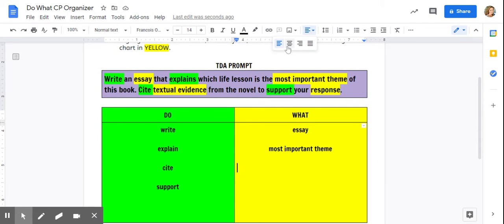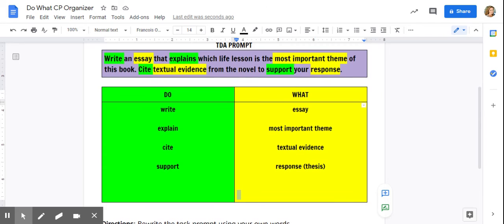And then I'm going to have to cite what? I'm going to have to cite textual evidence. And then one more, support. What am I going to have to support? My response. Now it says response, but I'm going to put in parentheses thesis. And I'm going to get back to what that means later in another video. But all the evidence that we find in our essay is going to go back and support our thesis, which is our main argument.